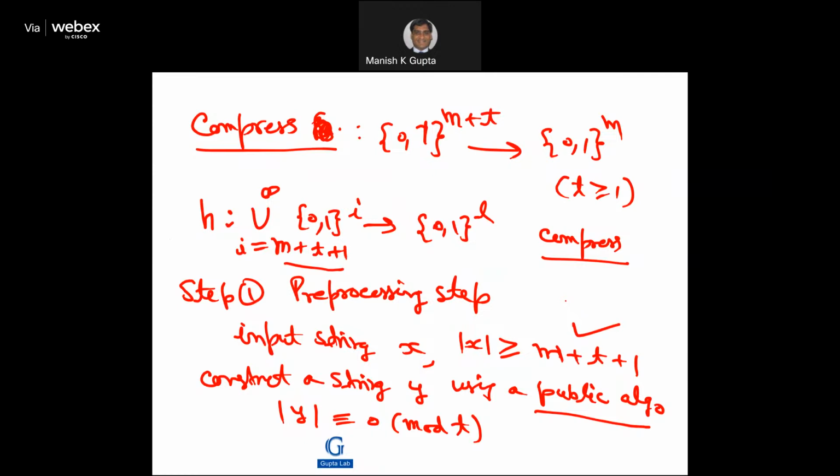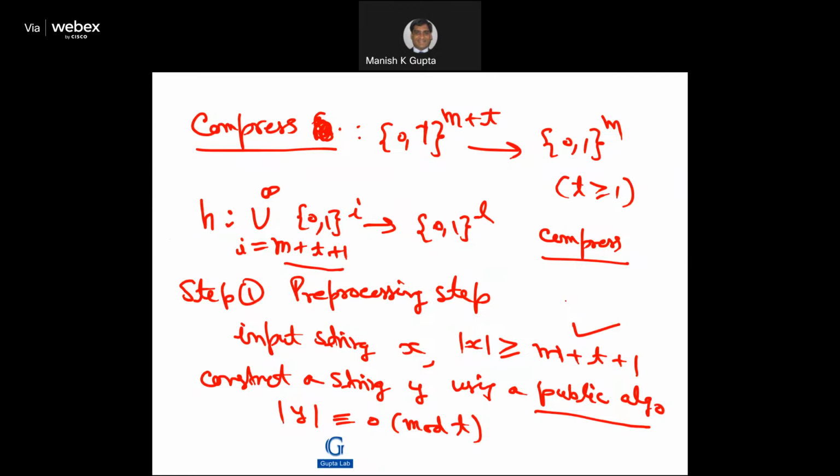And this iterated hash function H, I'm going to show you how we construct it. It is a union over binary strings: 0,1 raised to the power i means a binary string of length i, and for each i we vary from m plus t plus 1 to infinity. It's a bit of an involved thing. And this goes to a binary string of length l.